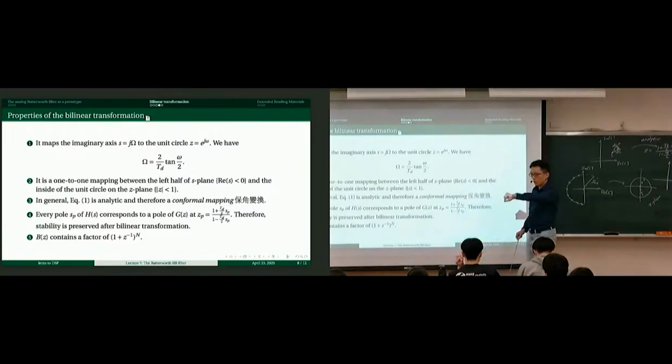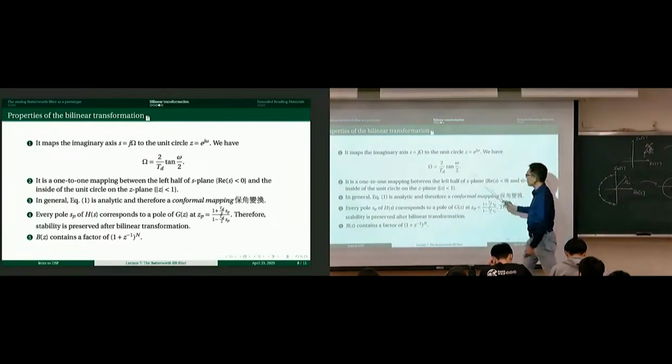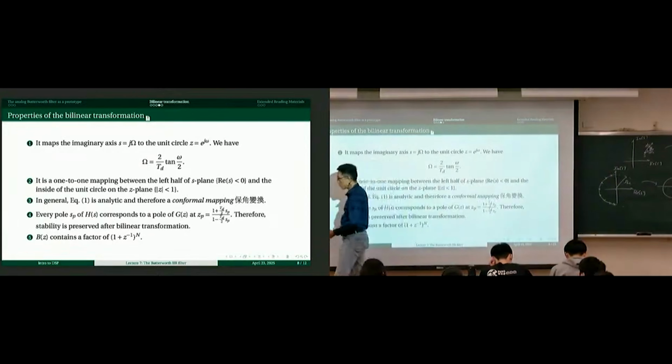Okay, yeah. So let's take a break. Okay, so when we come back, then we look further at what this implies about this relation between big omega and small omega.